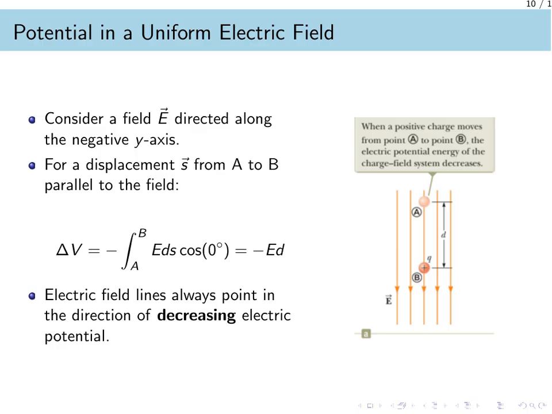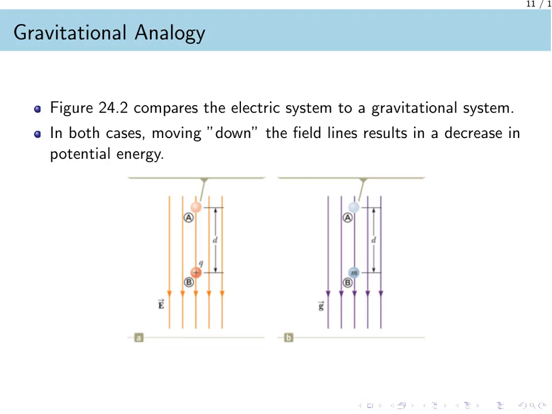Consequently, when a positive charge moves in the direction of the field lines, the electric potential energy of the charge-field system decreases, much like an object losing potential energy as it falls toward the ground. We can better understand these concepts by using a gravitational analogy.